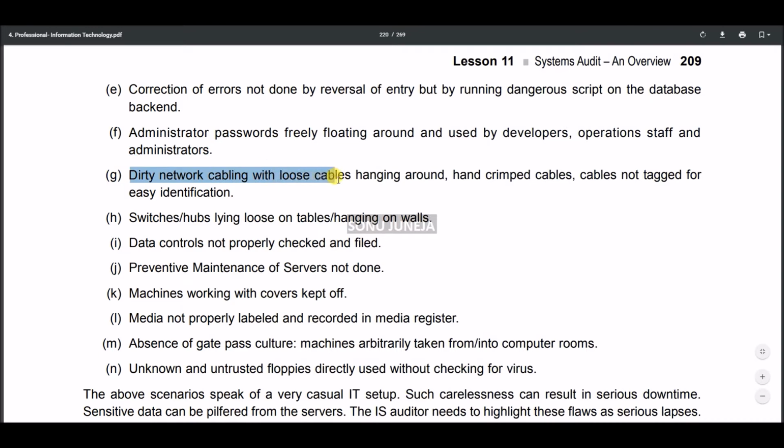Dirty network cabling, with loose cables hanging around and cables not tagged for easy identification, is a problem. Switches and hubs lying loose on the table or hanging on the walls. Data control not properly checked in file. Preventive maintenance of servers not done. Machines working with covers kept off.